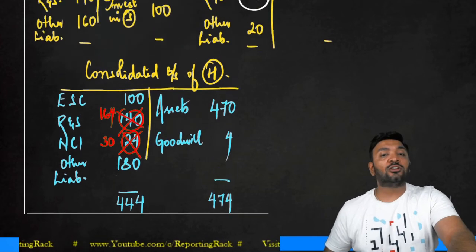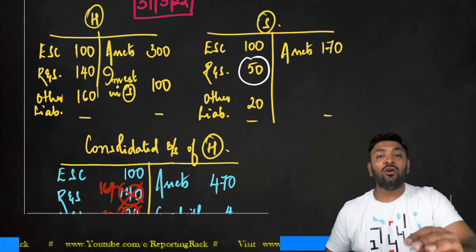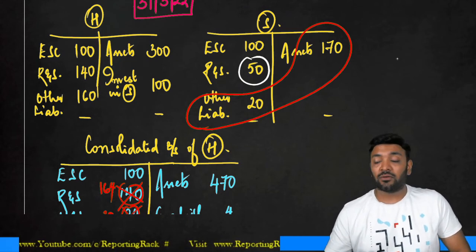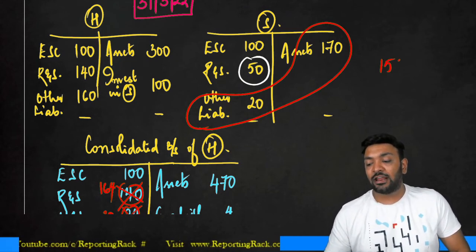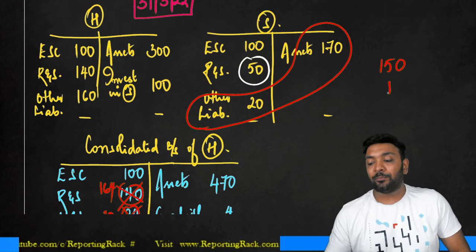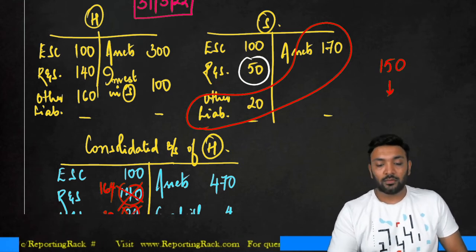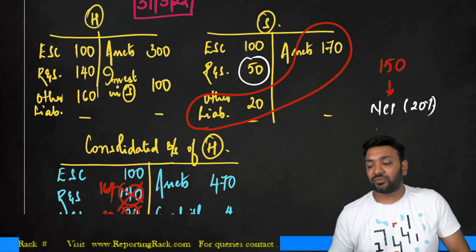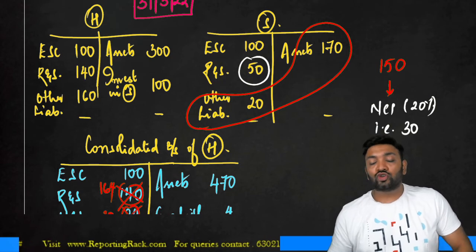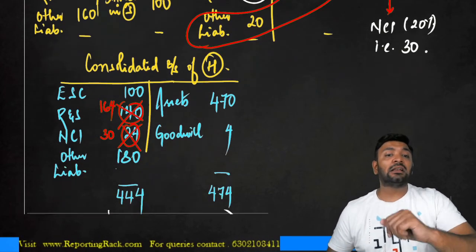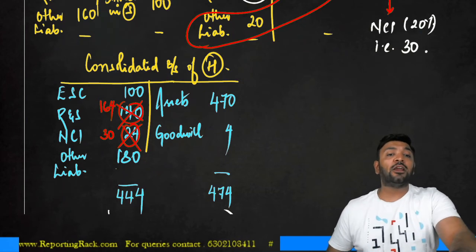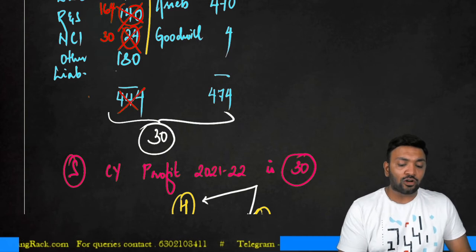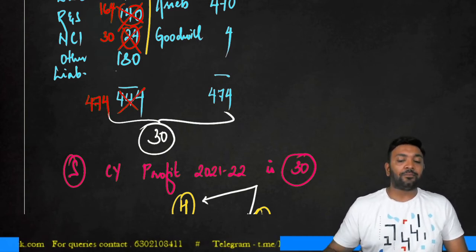Or if you calculate NCI normally, what is the subsidiary's net asset? The subsidiary's net asset is 170 minus 20, 150, of which NCI's share is 30. So that same 30, I write in the consolidated balance sheet. Automatically, your balance sheet total is not 444 anymore. It has come up to 474, which your balance sheet tells you.